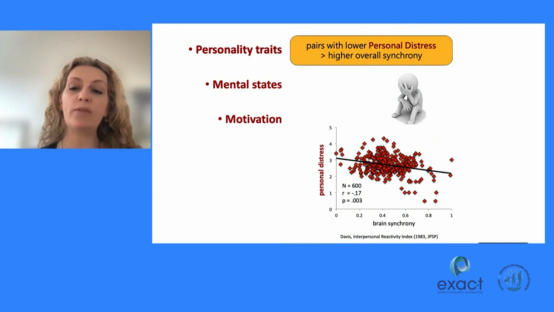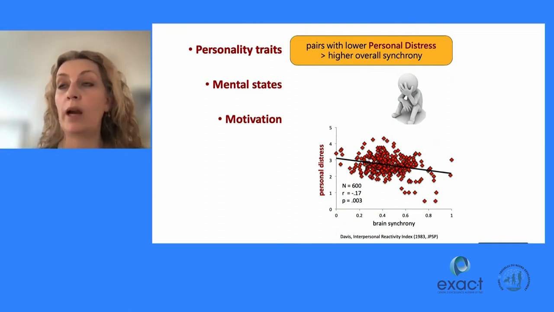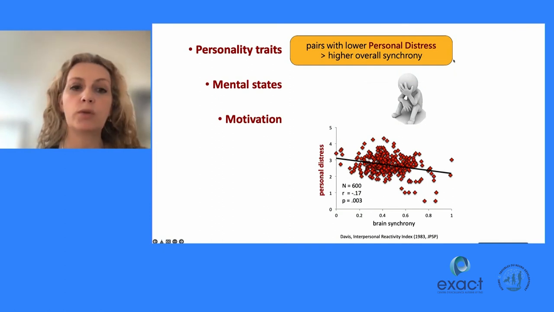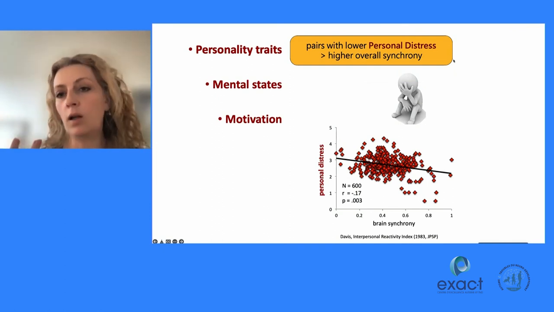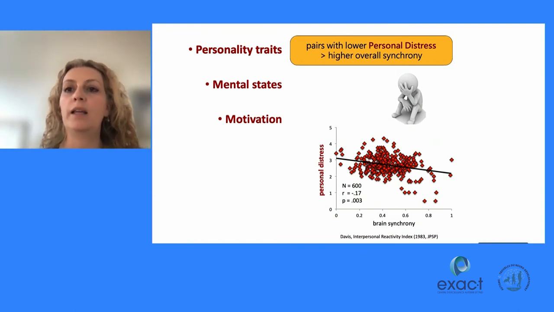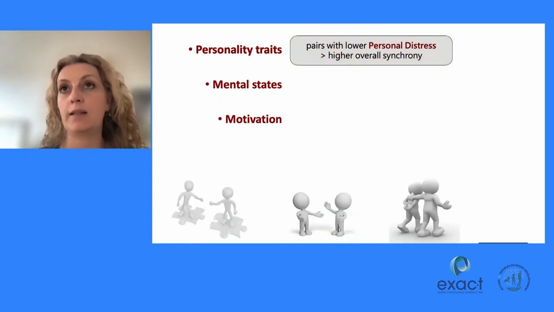So we found, for example, that pairs with lower personal distress showed higher overall synchrony. This was taken from the interpersonal reactivity index. And it's perhaps useful to note that not all of the empathy measures always predict synchrony in our data or in other people's data. So it's unclear when prosociality or empathy does and when it does not predict synchrony.